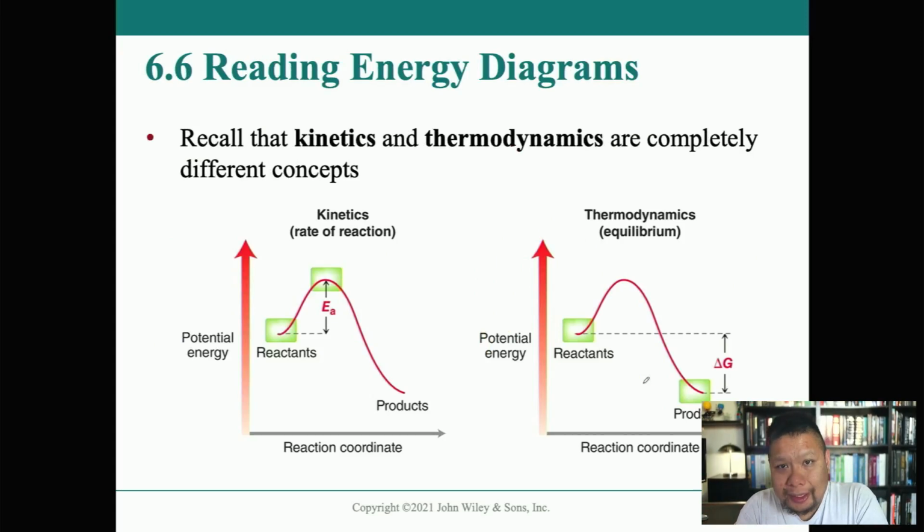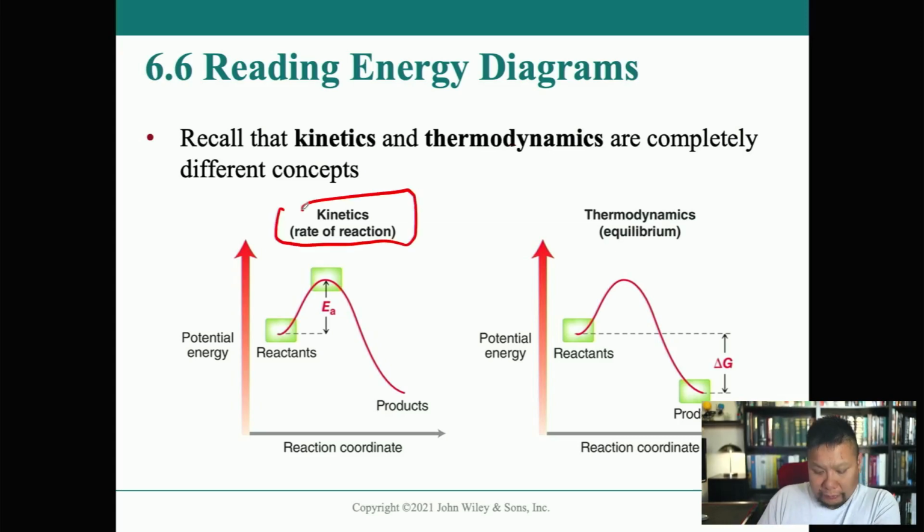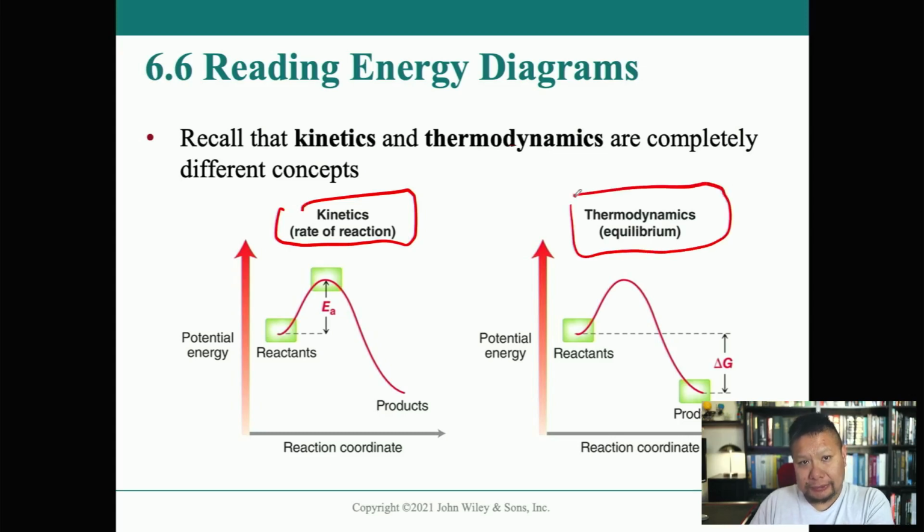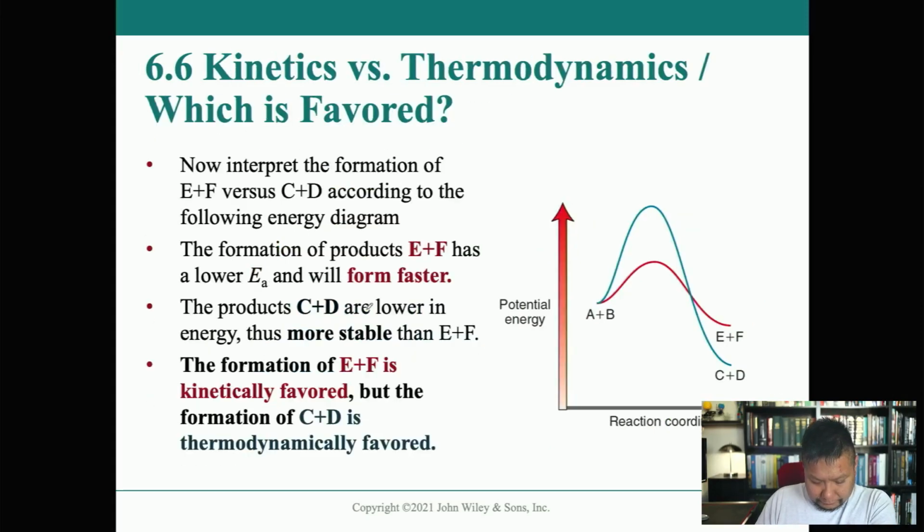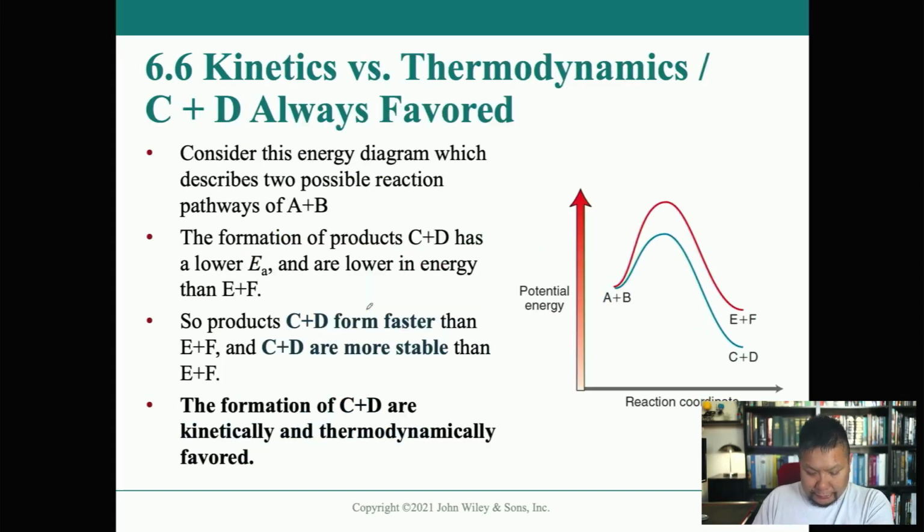Recall that kinetics and thermodynamics are completely different concepts. I just said that. I mean, I've flogged that dead horse a million times. Kinetics is involved with the rate of the reaction, whereas thermodynamics is about the equilibrium of the reaction. So notice that in thermodynamics we're worried about the delta G, but in kinetics we're worried about the activation energy. Now we have to talk about the difference between the thermodynamic product of a reaction and the kinetic product of a reaction.